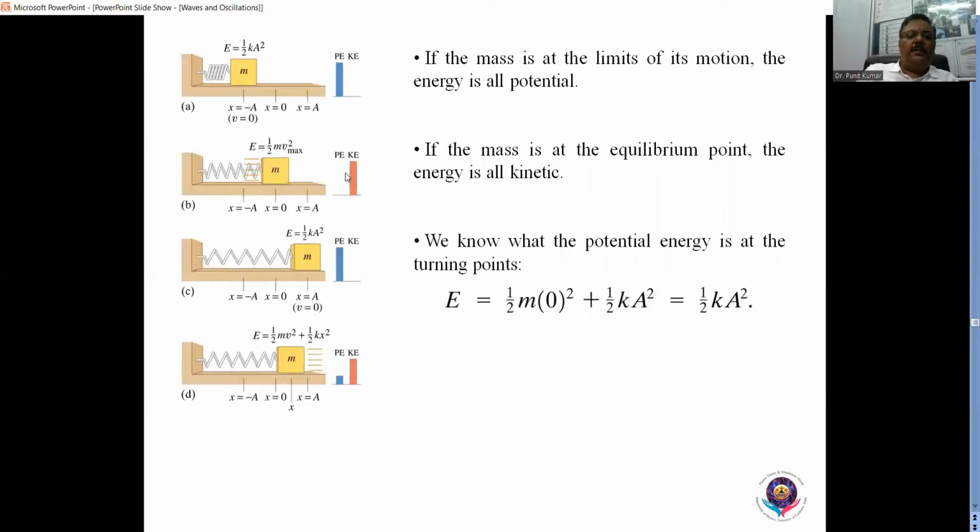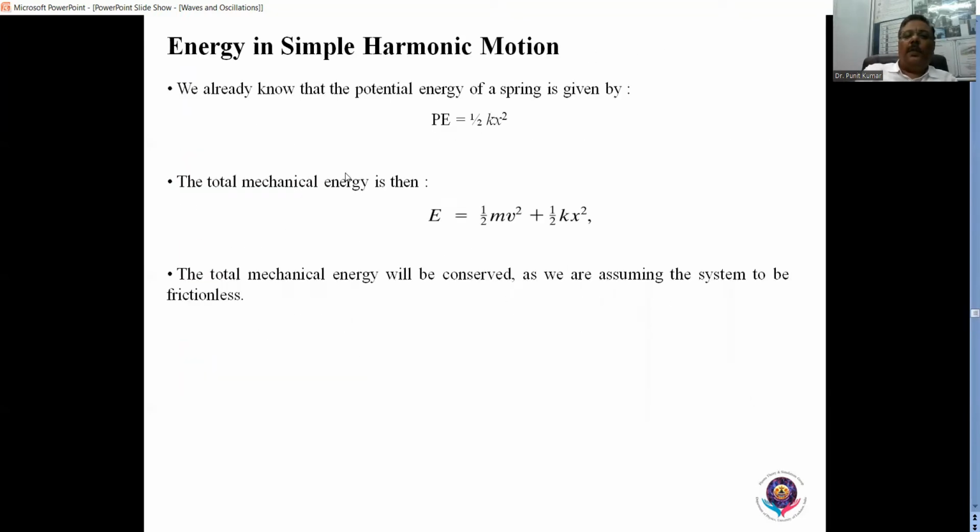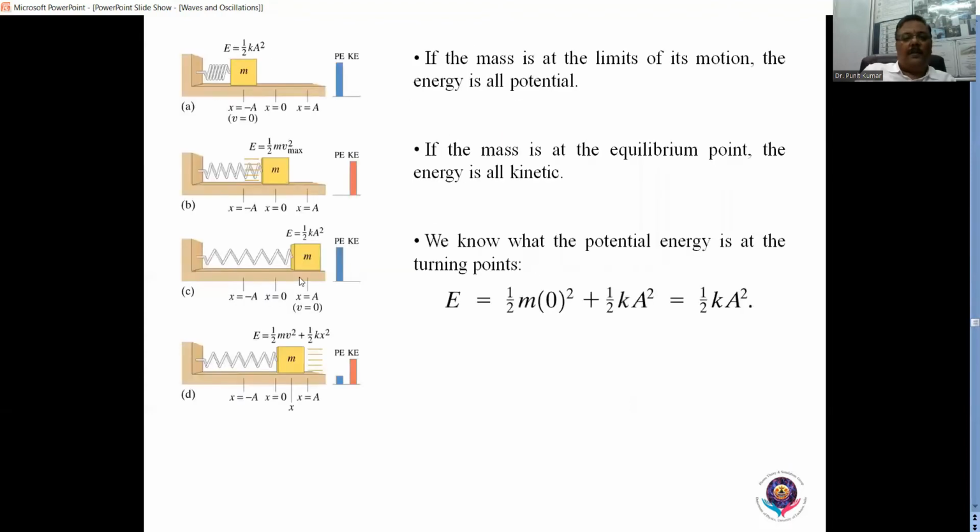The energy in this simple harmonic motion, we have two energies, the potential energy of the spring, which is half kx square, where k is the spring constant and x is the displacement. So the total mechanical energy is the kinetic energy, half mv square, plus the potential energy. The total mechanical energy is conserved if we assume the system to be frictionless.